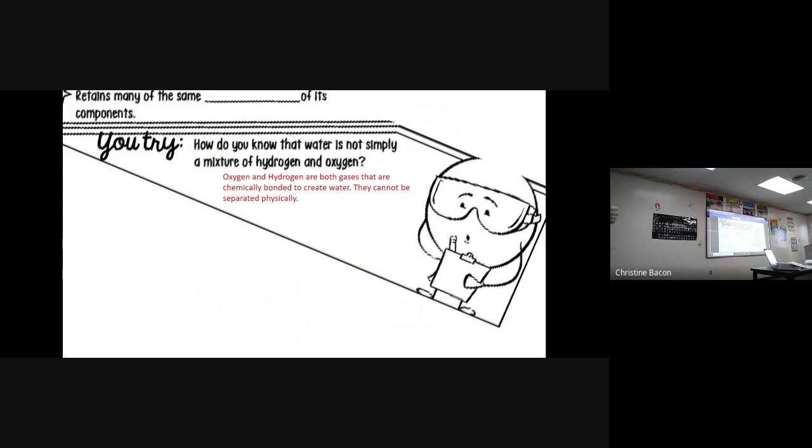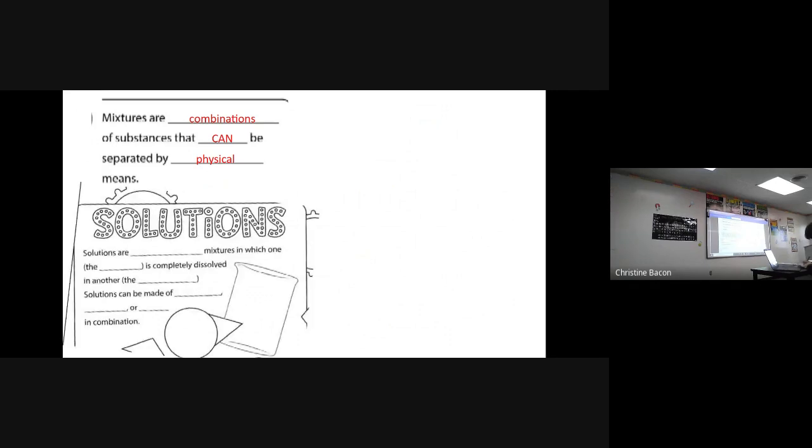Okay, I am moving on. All right, so again, this is a different worksheet now, this is a mixtures worksheet. Mixtures are a combination of substances that can be separated by physical means. So we're just reiterating that definition of what a mixture is. And these are different types of mixtures. That's what we're going to talk about now.